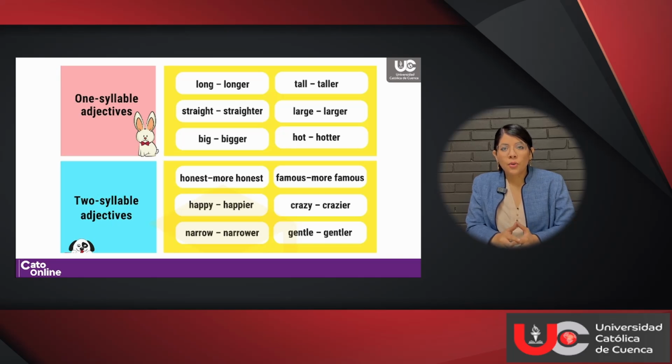And then when you have a word with two syllables, such as honest, happy, narrow, famous, crazy, gentle, in this case, it's going to depend. Some of those words are going to end in er, but some other words are going to have more before the adjective. For example, honest is going to be more honest. Happy is going to be happier. Narrow is going to be narrower. Famous is going to be more famous. Crazy becomes crazier. And gentle becomes gentler.